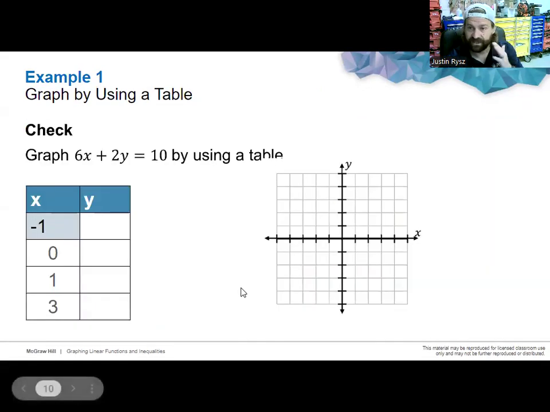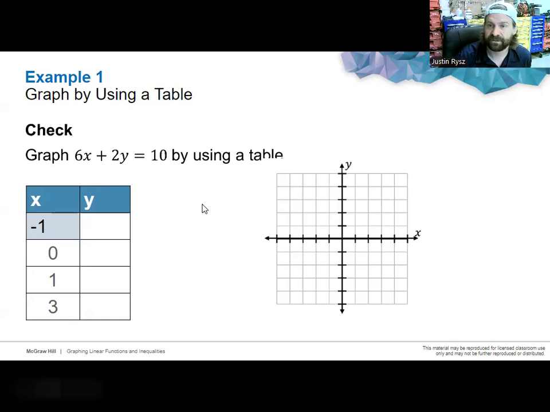Give this a second here and try to graph this one by using the table. Go ahead, pause the video, and try it on your own. I have a table set up for you. Graph by using points on the table. All right, let's check to see if we did this right.